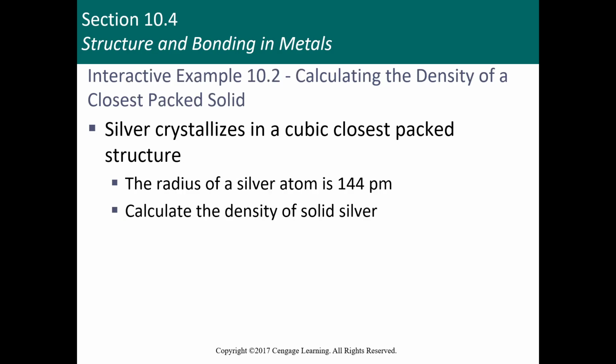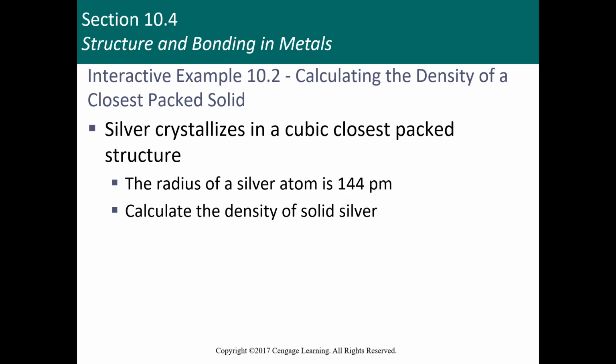All right. So silver crystallizes in a cubic closest packed structure. The radius of silver atoms is 144 picometers. Let's calculate the density of solid silver. So right there we actually have everything we need to know except for the mass of an atom of silver, which of course we can get from periodic tables.